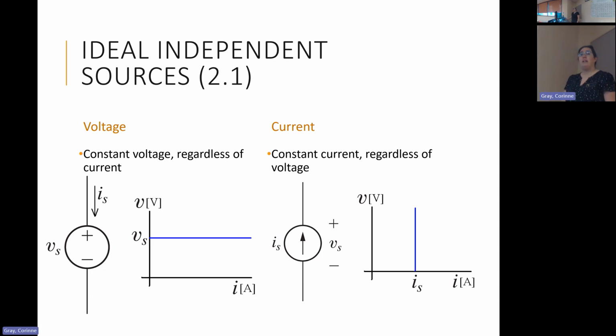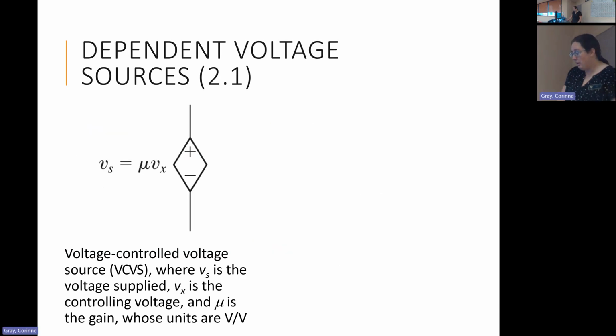So not everything turns out to be this way. As we go to dependent sources, we are going to go away from these circles and turn them into diamonds. So here we have a dependent voltage source. We know it's a voltage source because it still has a positive and a negative inside of it, and we know it's dependent on a voltage because it has Vx here.